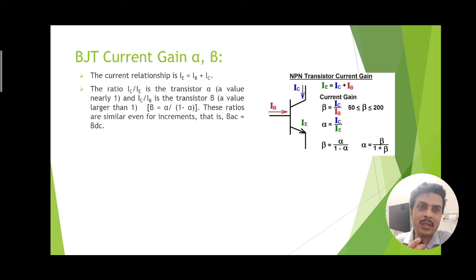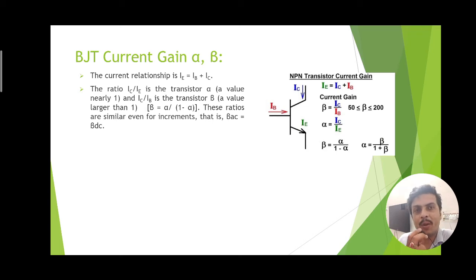So what is the algebraic relation of these currents? According to the direction, the emitter current is moving away from the terminal because it is an NPN transistor. But the collector and base currents are entering into the transistor. Therefore, the summation of collector and base current must be equal to the emitter current. The ratio of the collector to emitter current is known as the alpha current gain, which is practically unity. And the current gain of the collector current by base current is known as the beta current gain. This is much larger compared to 1 because base current is very small compared to collector current.